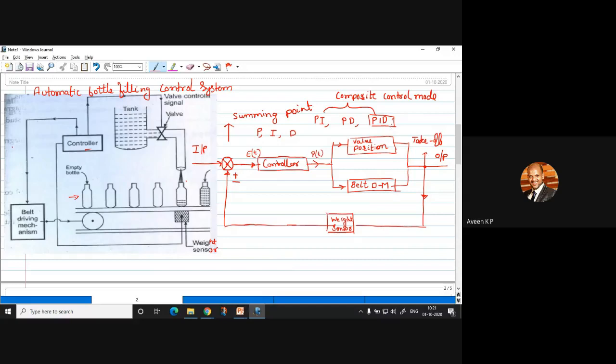We have represented the given automatic bottle filling control system in terms of a block diagram. So we have an input and we have an output. As I said, the transfer function is nothing but the ratio of output by input. And what we will do is reduce this complete block diagram and write it in terms of an equation. Then we will understand how the control system will behave.